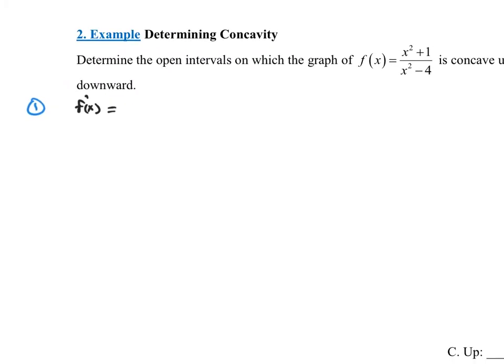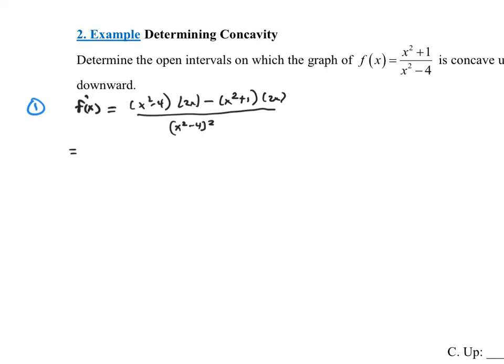The first derivative is going to use the quotient rule. The quotient rule is low, which would be x squared minus 4, times the derivative of high. Well, the derivative of x squared plus 1 is simply 2x, minus the high, which would be x squared plus 1, times the derivative of the low. Well, the derivative of x squared minus 4 is simply 2x, all over the bottom squared, which would be x squared minus 4 quantity squared.